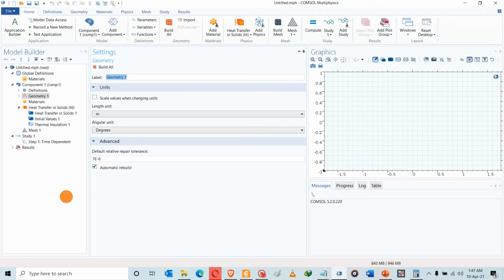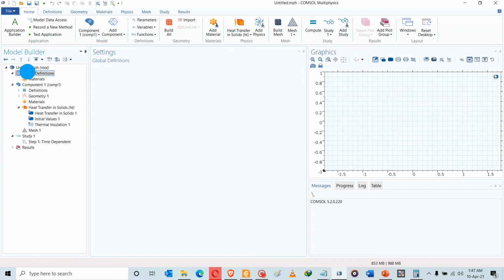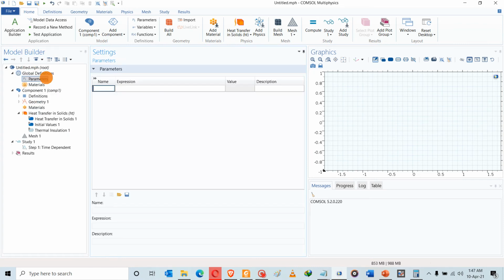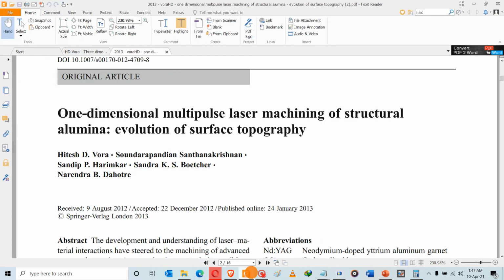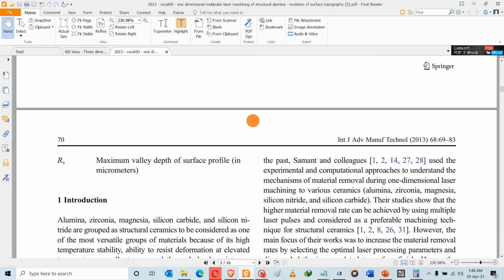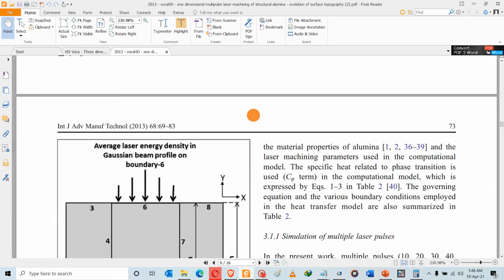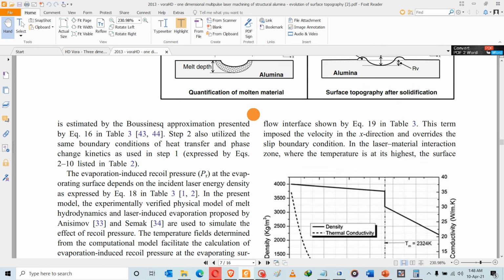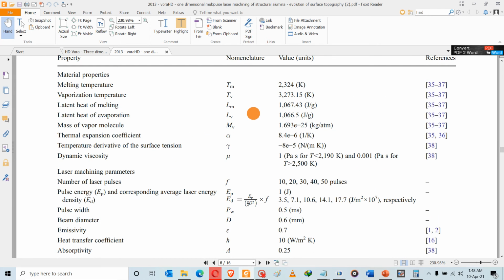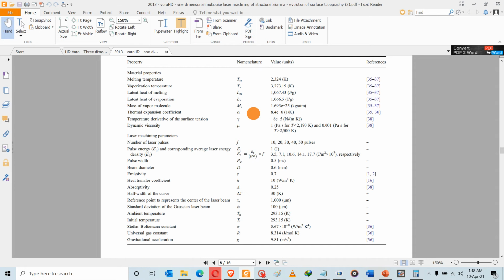In the model builder, the first step is to create or input parameters. So what we want to input here are the laser parameters, the sample dimensions, and the material properties if it's necessary. So first, the parameters, we're going to extract them from this article here. They have been organized in a very nice table. There they are, zooming in or out.